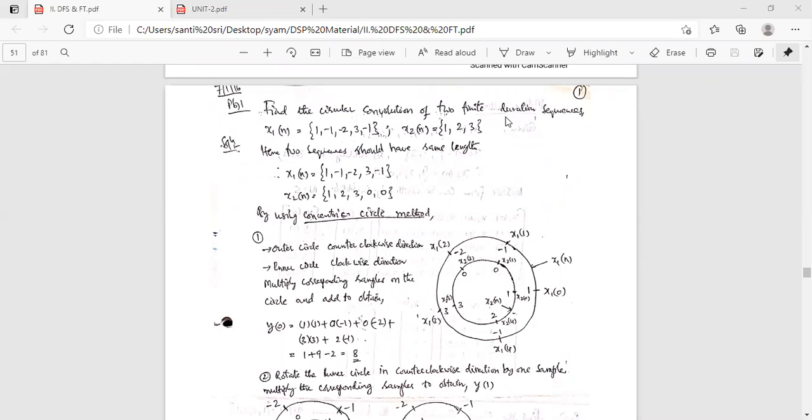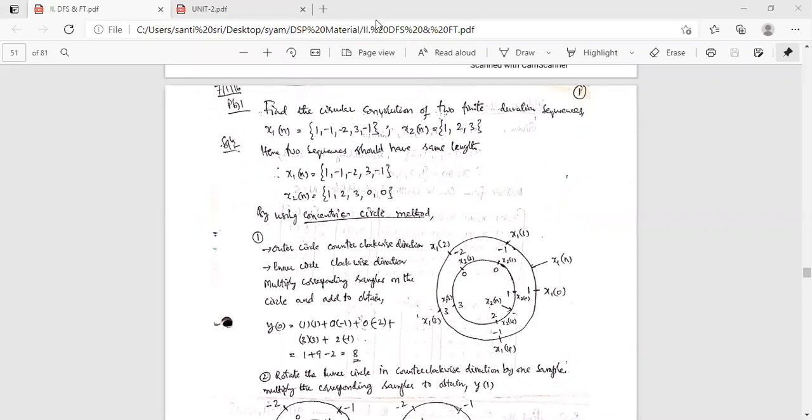Here we have two methods. The first one is the concentric circle method and the second one is the matrix multiplication method. In the concentric circles method, we take two circles, the outermost circle and the innermost circle. The elements of the outermost circle will be arranged in counterclockwise direction, and the innermost circle in clockwise direction.